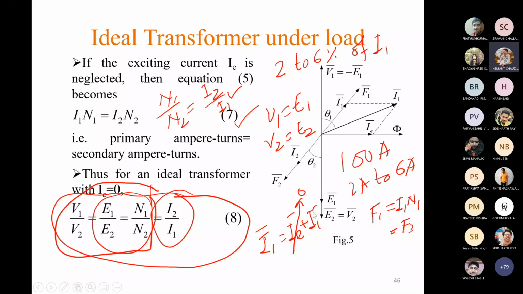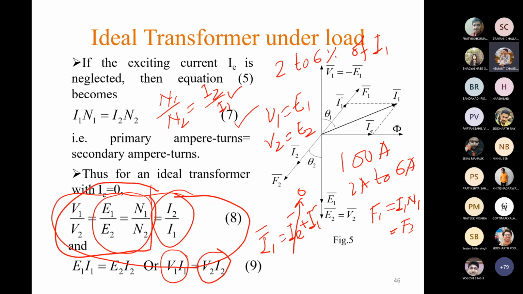And also we can write E1 into I1 is equal to E2 into I2, and we can also write V1 I1 is equal to V2 I2. Now, what is this V1 I1 and V2 I2? Product of voltage and current. What is it? Power. Yes, volt ampere. So which means the power remains same. Whatever power we are supplying from the primary side, we are getting equal amount of power across the secondary side.